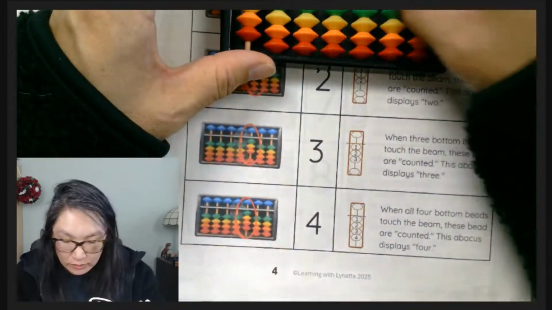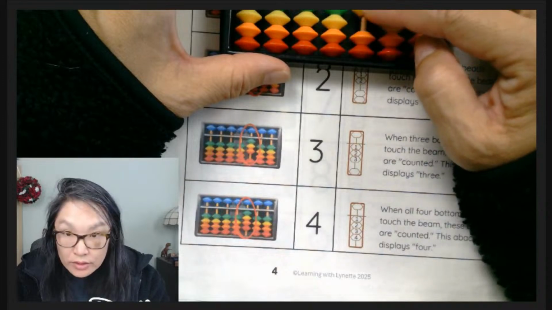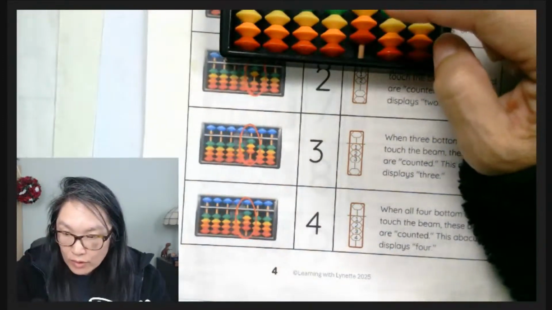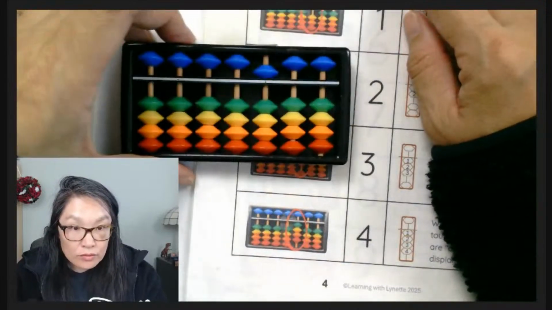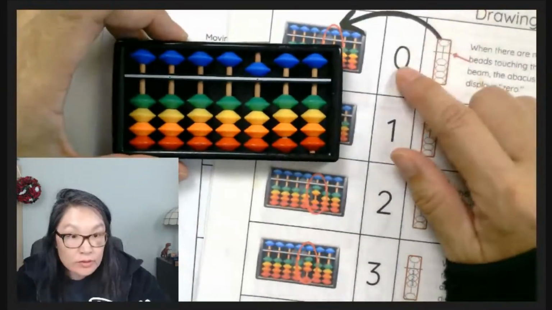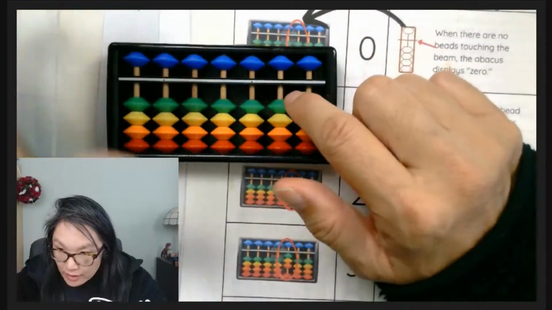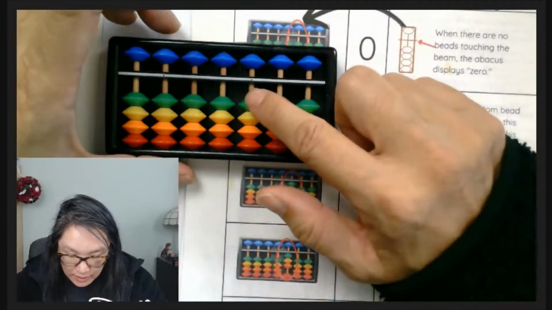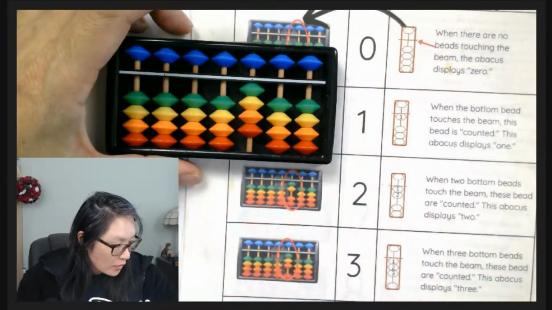Cool. Okay, so what we're going to do is we're going to read the abacus. When we do it, we do 1, 2, 3, 4, and then after that we have 5. So notice we have 0. When we do 0, none of the beads are touching. That means that this is 0. So we have 1, 2, 3, 4. I hope that makes sense.